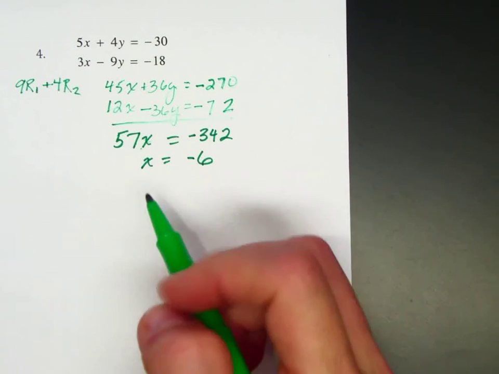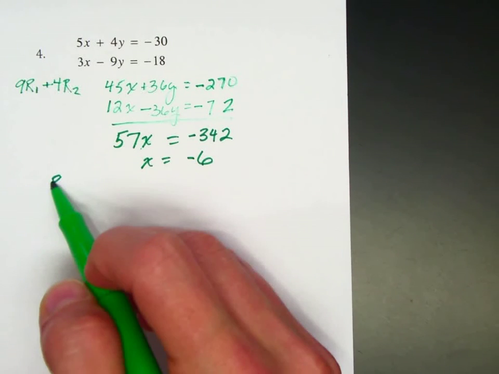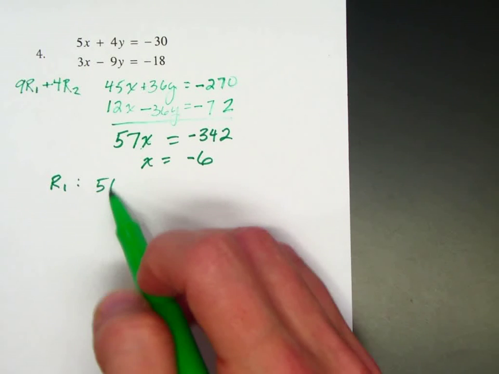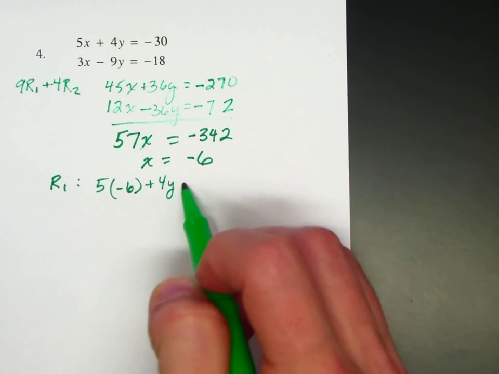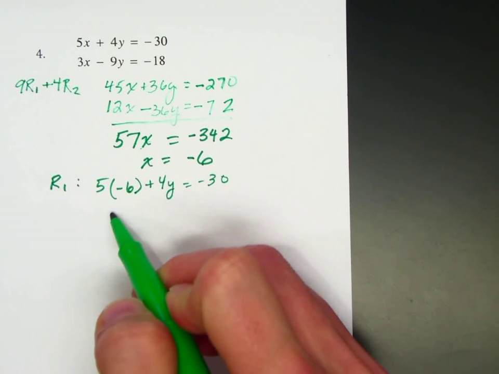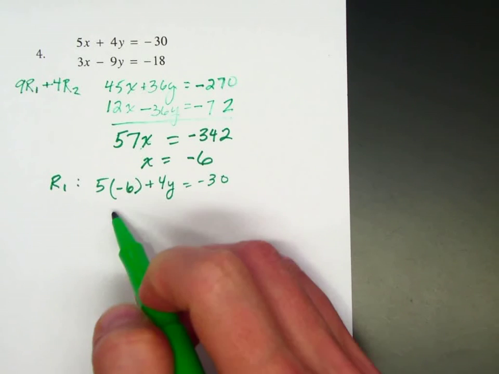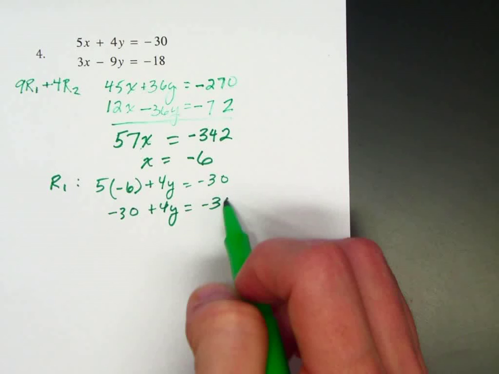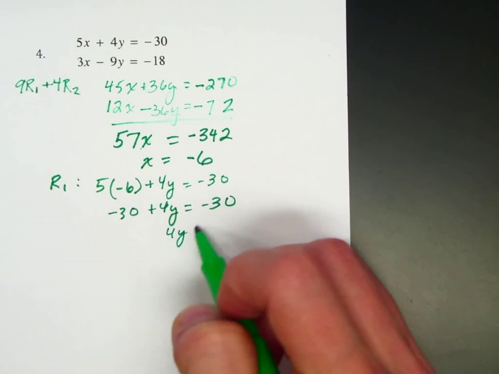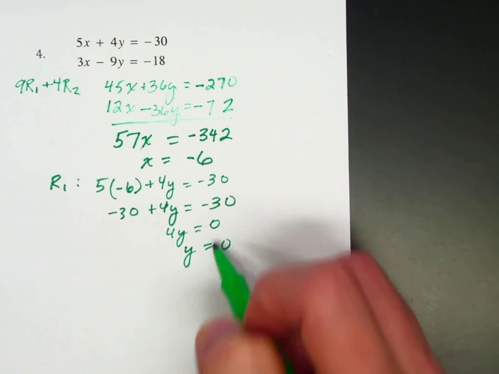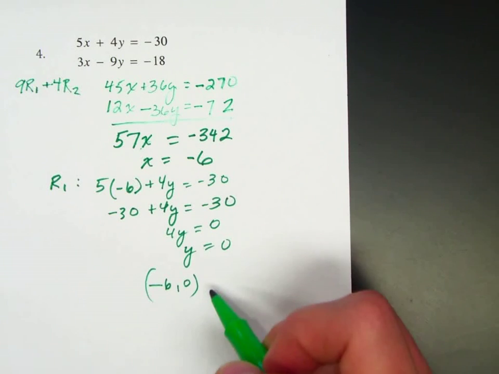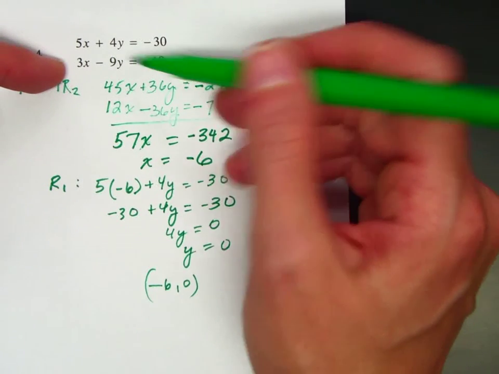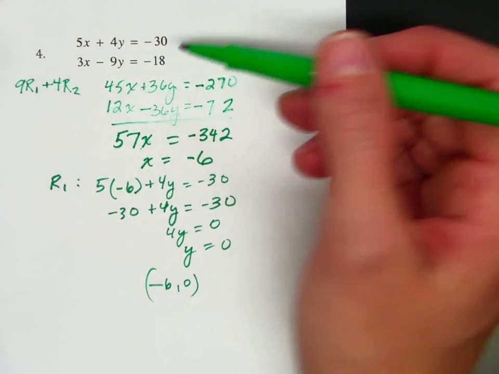Okay, I'm going to go ahead and plug into row 1. So then we have 5 times negative 6 plus 4y equals negative 30. And this is negative 30 plus 4y equals negative 30. So then 4y equals 0 and y is 0. So I get negative 6, 0. And then we can check, since I plugged into row 1, I'll use row 2 to check. I get negative 18 minus 0 is negative 18, and we're good to go.